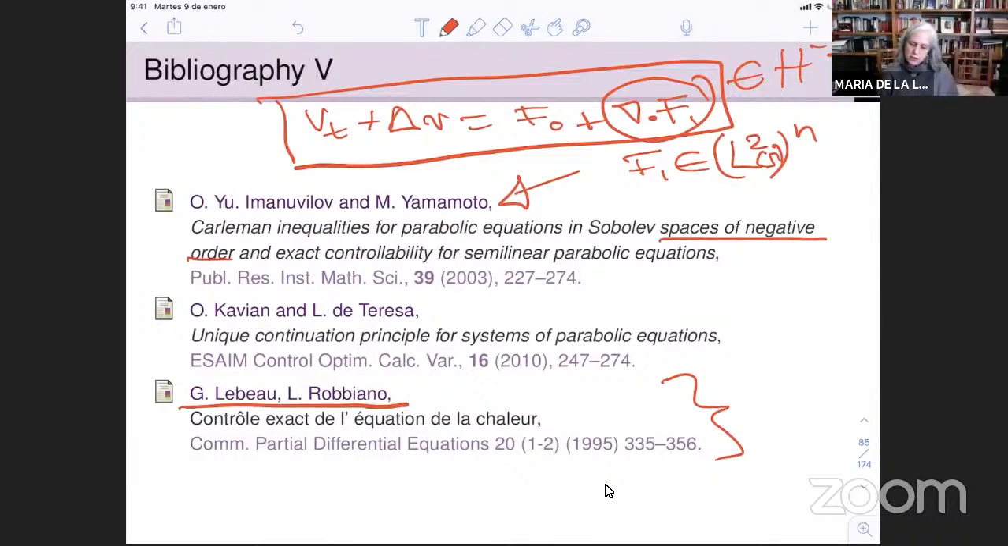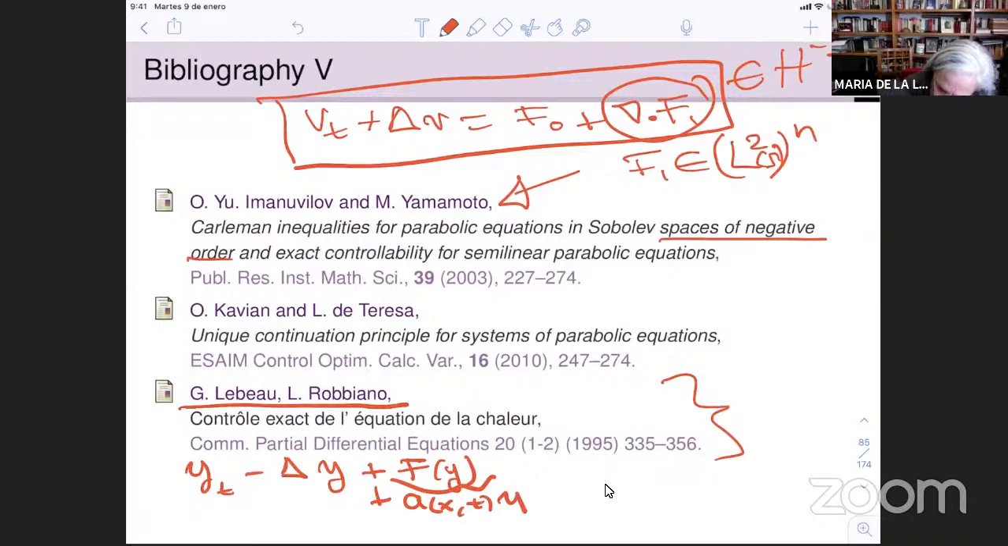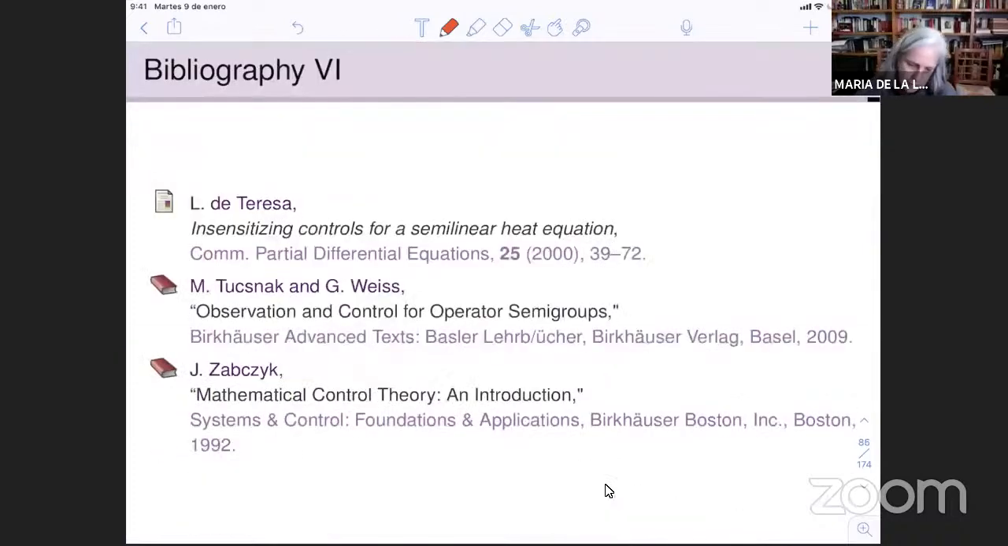So they were working at the same time on the same kind of problems, but this paper is not of use when you want to solve a semilinear heat equation. Lebeau and Robbiano's paper is only of use when your coefficients do not depend on x, so you cannot linearize this equation with something like that. So this one is not of use in this situation, but the Fursikov and Imanuvilov paper, yes.